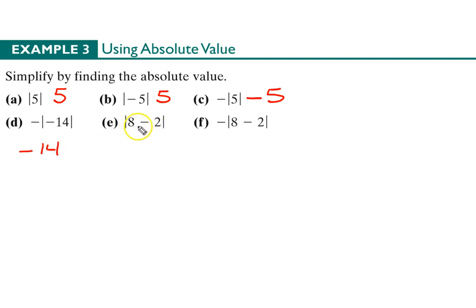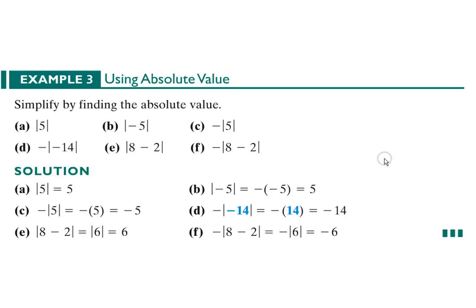Here we're using grouping symbols as absolute signs. This becomes a positive 6. Absolute value of positive 6 is 6. Now here this is still 6, but now we have to multiply it by that negative 1. Negative 6. And again, of course, you can pause these. Try these on your own.